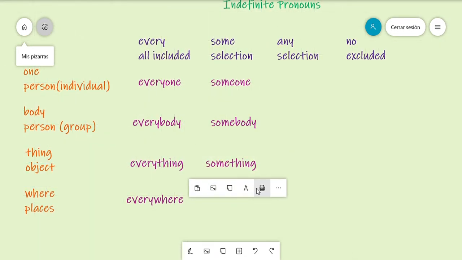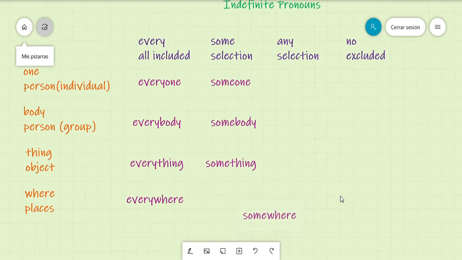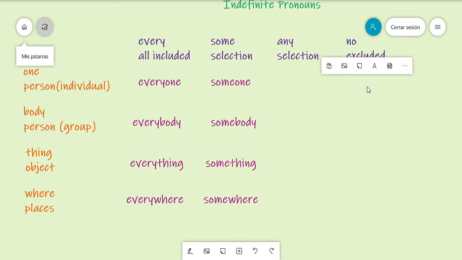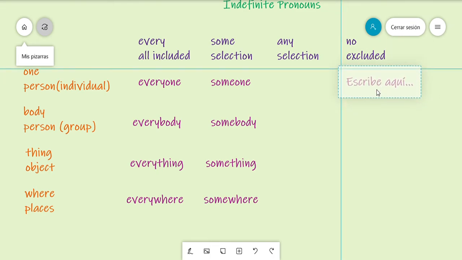Okay, and if you say somewhere, it's the same. You have whatever place that you want to talk about. Okay, now we are going to pass immediately to no before any, because I have to explain any in a moment. So in the case of no, as the word says, you have to use it for when everything is excluded or the things are excluded.